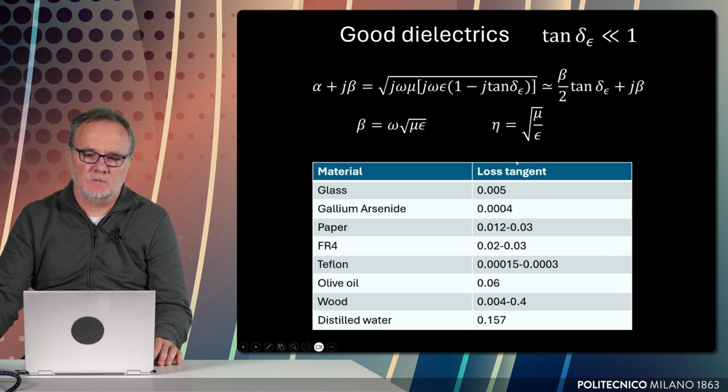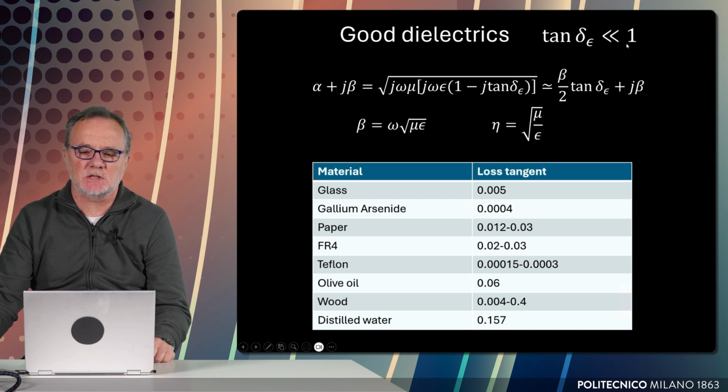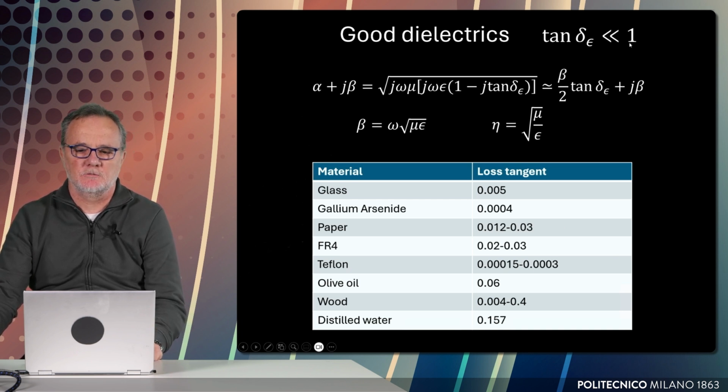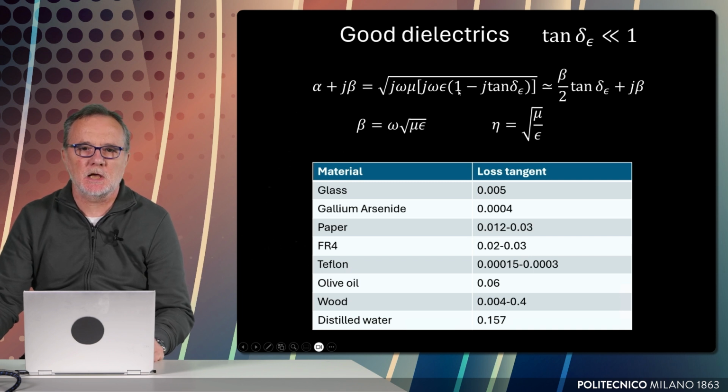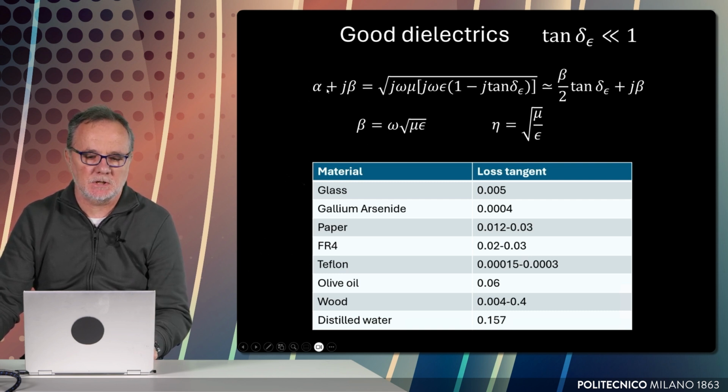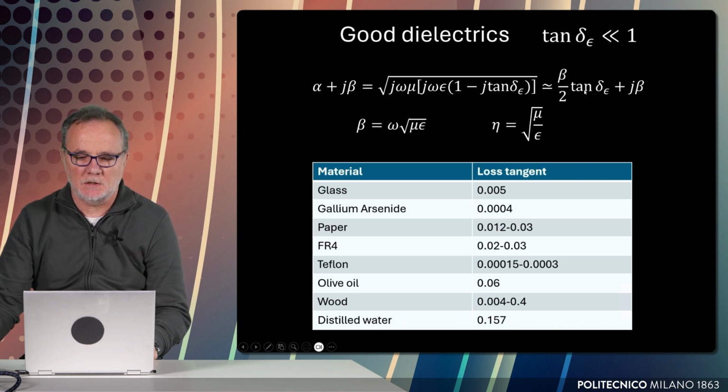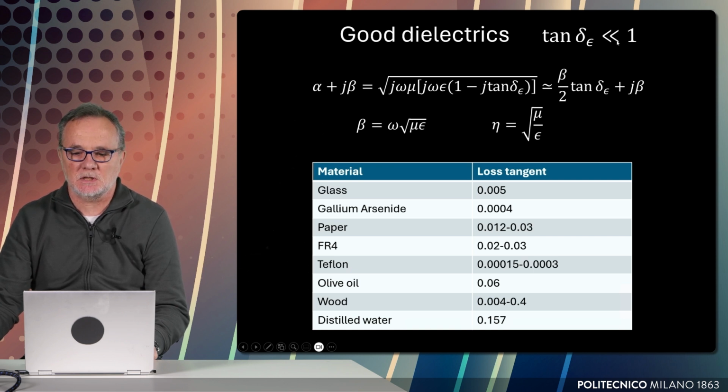We study first the case of dielectrics, in particular the specific case of good dielectrics, in which the loss tangent is much less than 1. This represents the most common case for dielectric materials. In that case, we can apply some simplification to our expression of the complex wave number k, which can be written by rearranging the terms as alpha plus j beta. And in particular, when the loss tangent is much less than 1, we can simplify this expression to beta over 2 times the loss tangent plus j beta. So this is alpha, which is beta over 2 times the loss tangent, and this is beta. And since the loss tangent is much less than 1, also alpha is much less than beta.